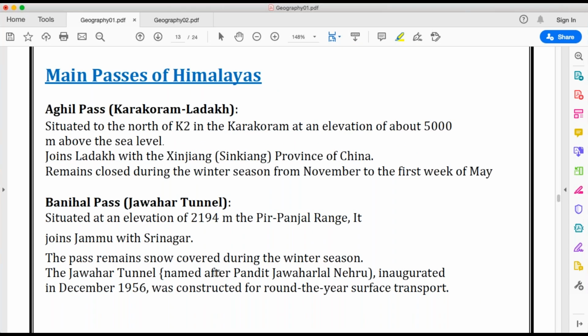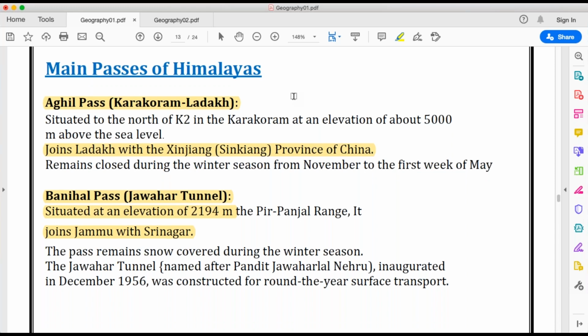Similarly, when it comes to main passes of Himalayas, just remember the names and what it connects. The name and what it connects. You can skip the elevation of the main passes. You don't need to remember the elevations. Just remember the name, the region, and what it connects. What are the two areas which it connects? That's what you need to remember.